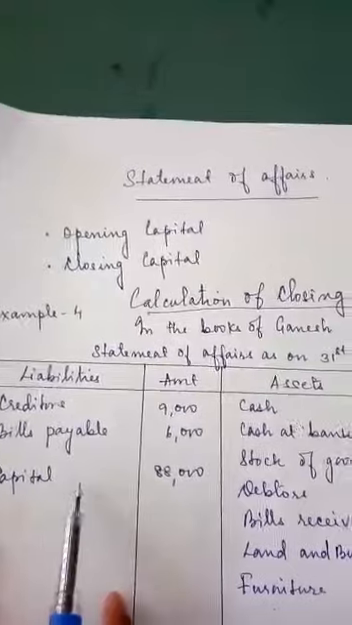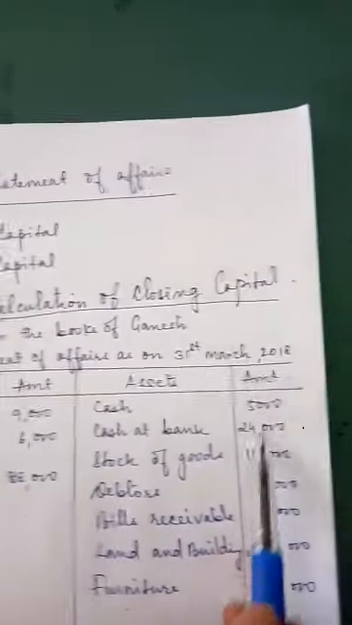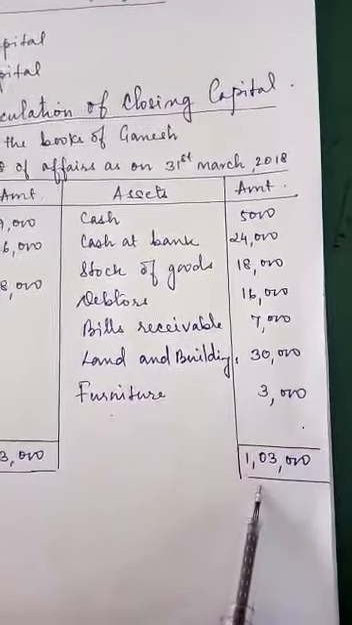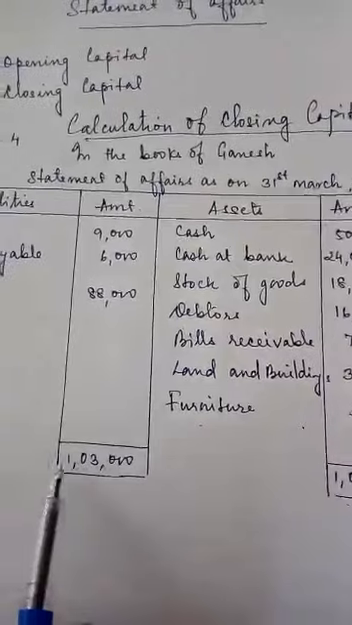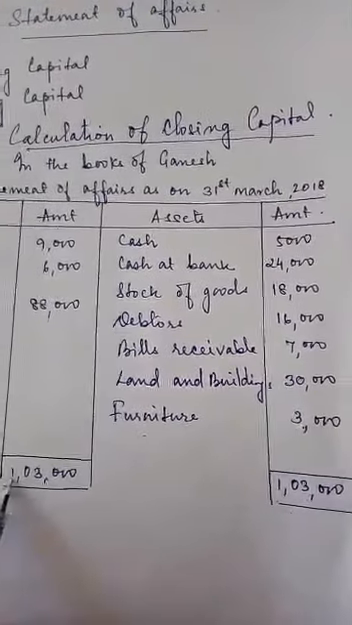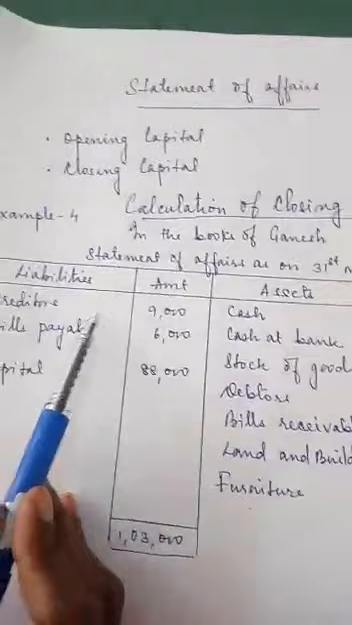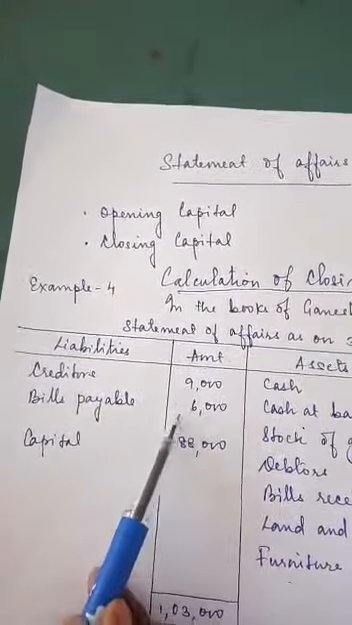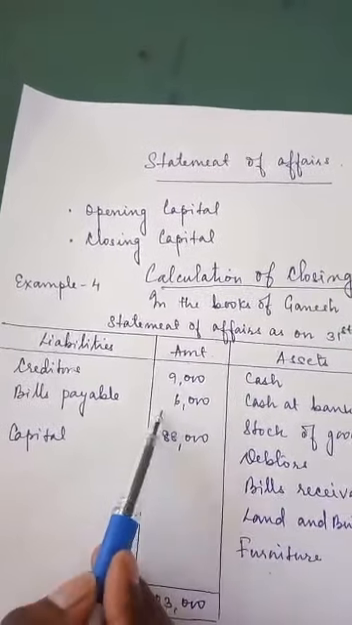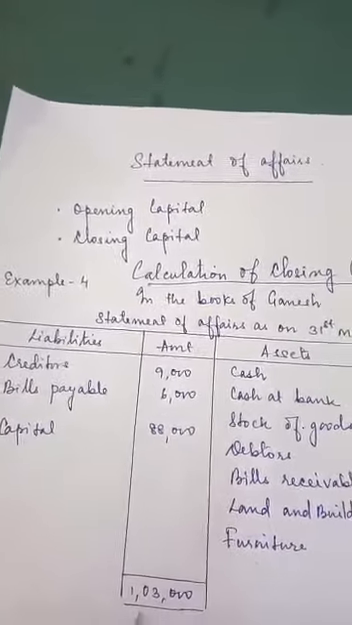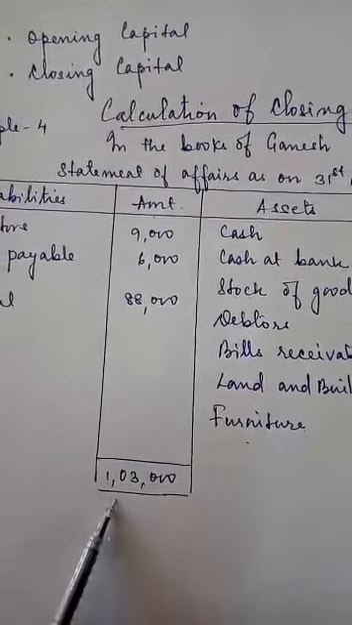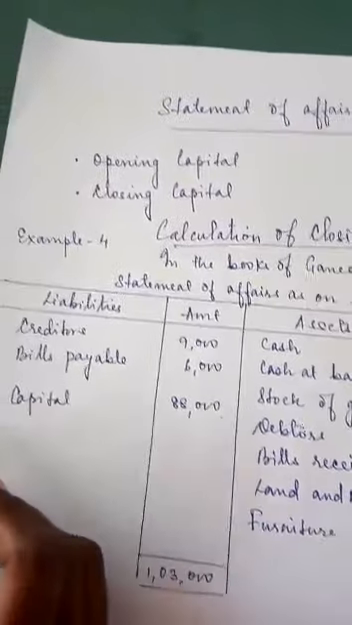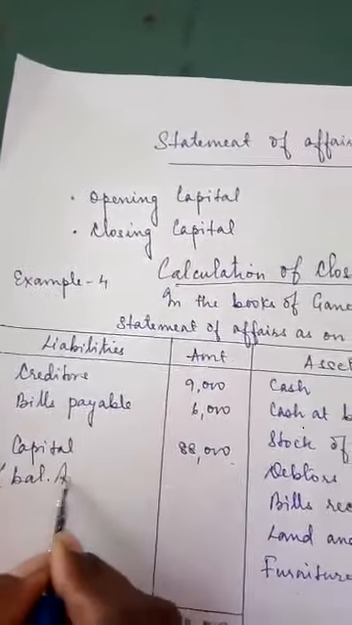So now the capital is not given. So first what we do, we add the asset side. Total up all the asset sides and write the total over here. Then this total should be equal to your liabilities total. So put down this total this side. Next, you add the creditors and the bills payable. After adding this, whatever the answer which you get, you minus it from 1,03,000, which will be your capital, 88,000. So the capital is actually a balancing figure.